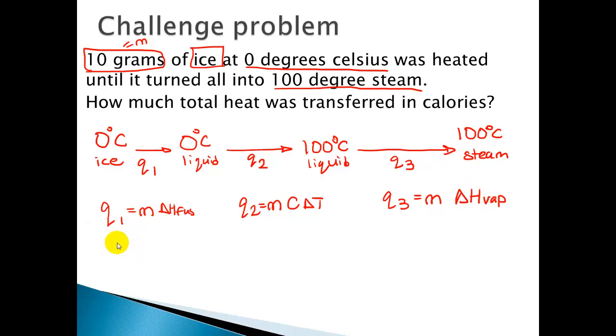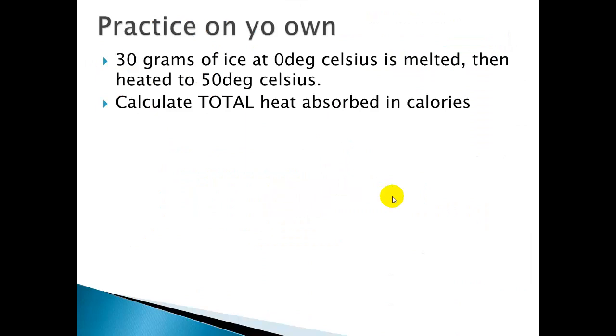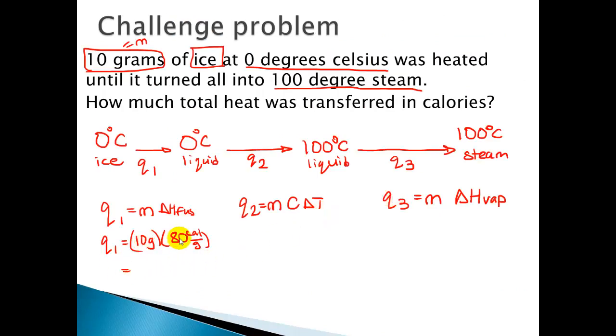We're going to plug in some values now so that we can solve this. Q1 is going to be 10 grams times 80 calories per gram. Now, where did this 80 calories per gram come from? If you take a look at delta H fusion and look on the back of the periodic table, it actually tells us that delta H fusion is given to us in calories and in joules. And we're asked specifically to solve in calories, so we're going to go ahead and use this value. If we multiply 10 times 80, we get 800. Grams will cancel, and we're left with 800 calories.